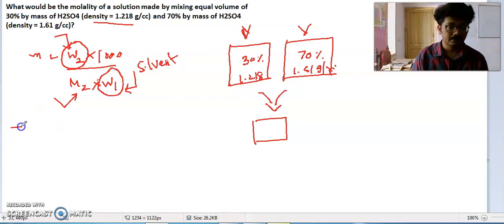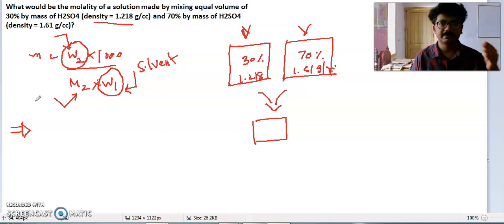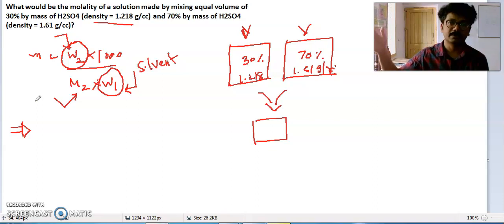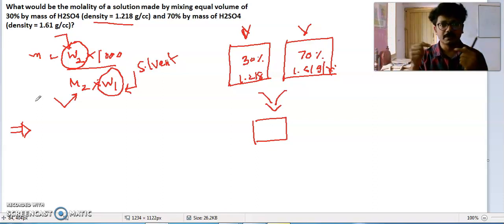Now you might think, sir, it is very easy. Why? Because 30% means 30 gram is dissolved in 100 gram of solution. So I am getting 30 gram here, and here I am getting 70 gram because it is 70%. So the total mass will be 100 gram. And the solvent mass is 100 minus 30, which is 70. And here also, 100 minus 70 is 30. So the mass of solvent is also 100, the mass of solid is also 100. But it is not, because here the density is given.